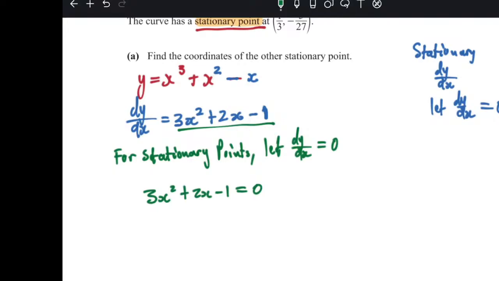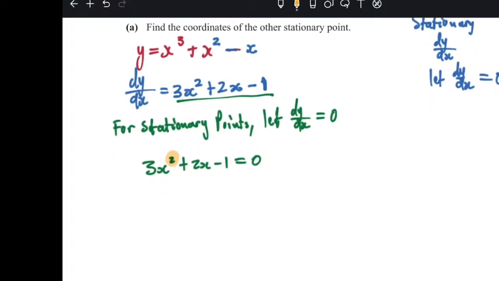Now we have a quadratic equation to solve. But guess what? We don't fear quadratic equations. What makes it quadratic? The highest power is 2. We need to solve, so we find x. Come on, why are you stopping? Keep going. Find x. This is a quadratic equation.